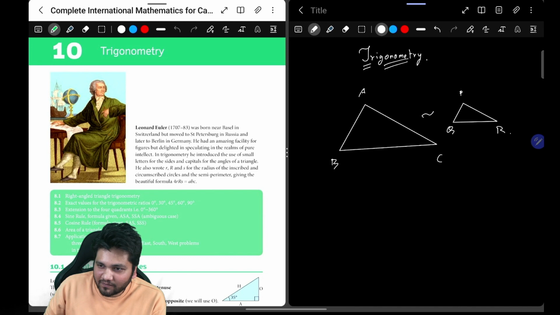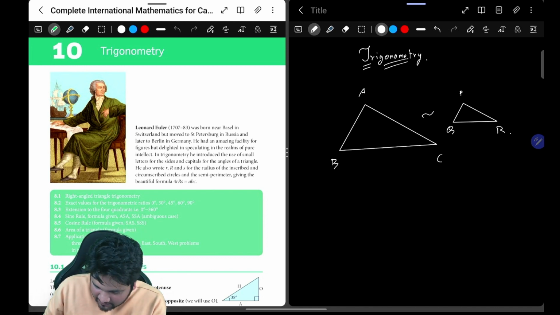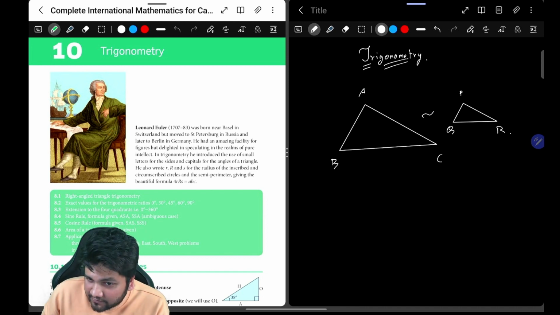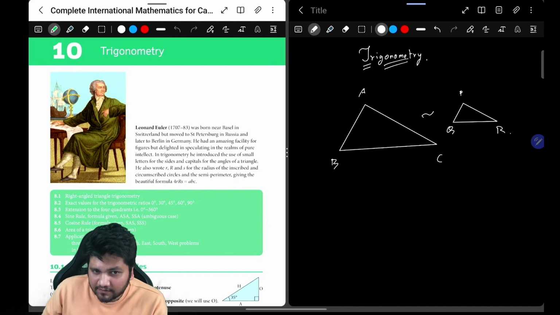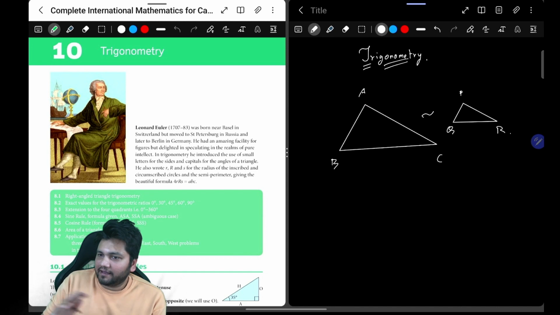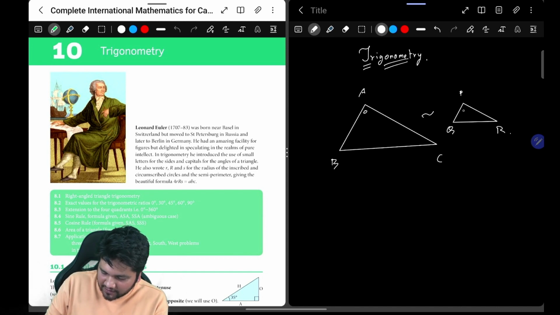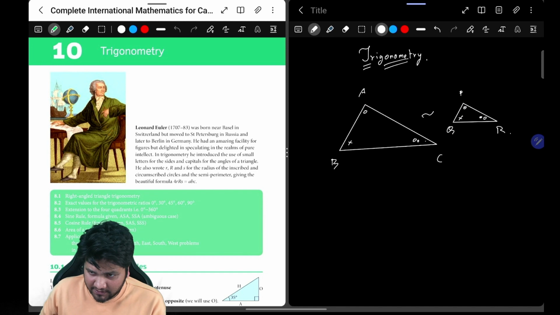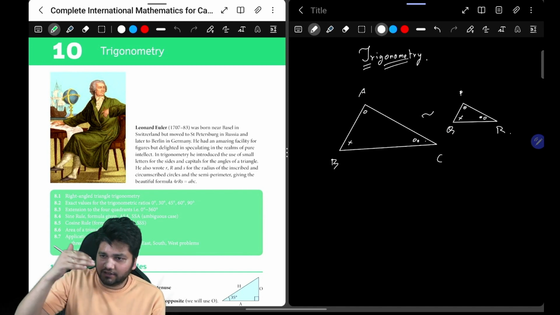Relation to sides. Angle first. They have same angles, they have different sides. So all the angles are equal. That means what? Angle A is equal to angle P, and obviously these are corresponding angles. Like I won't say P is equal to B, and this angle is equal to this angle. That is one property.